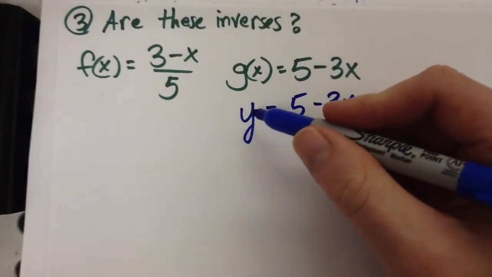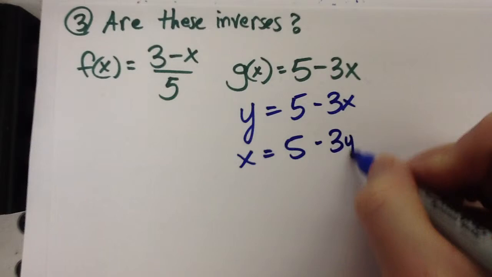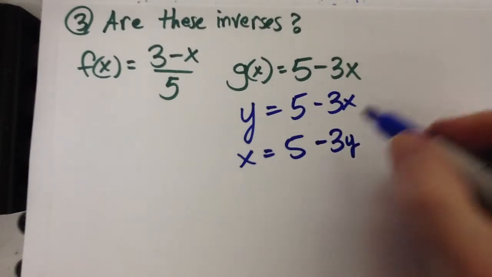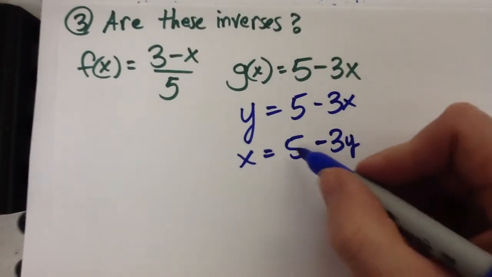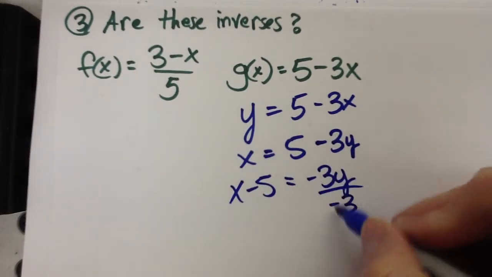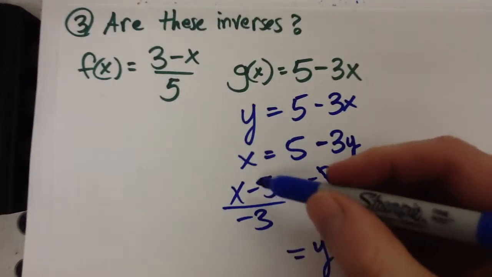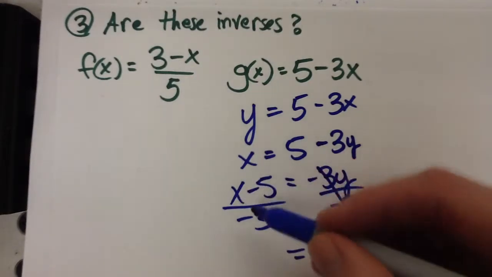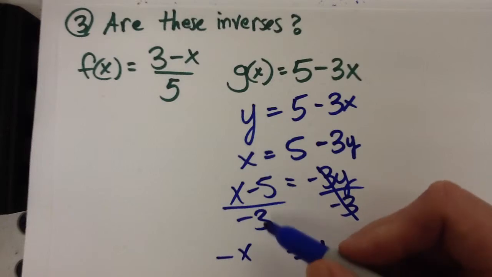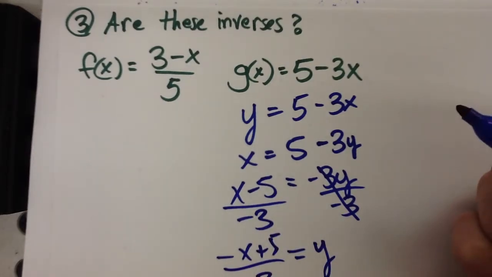Replace g of x with y. All right, we have to switch x and y to find our inverse. And now we just solve for y. So let's subtract 5 and divide both sides by -3. So y equals, you could leave it this way, or if we want to switch it around, (-x plus 5) over 3. That's another way you could do it.